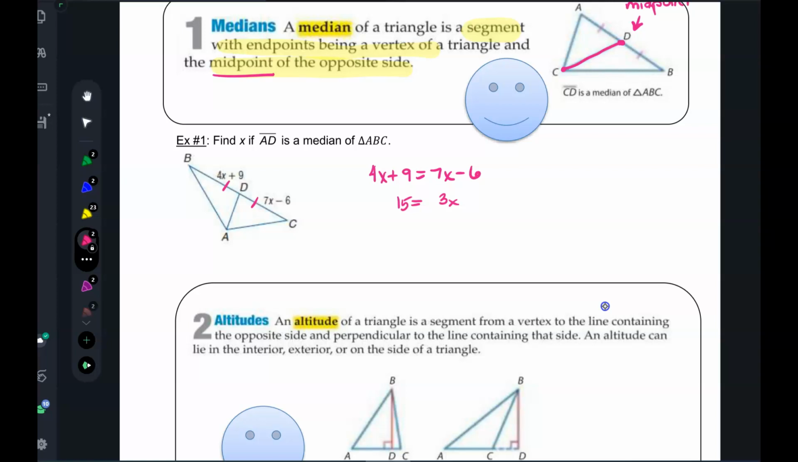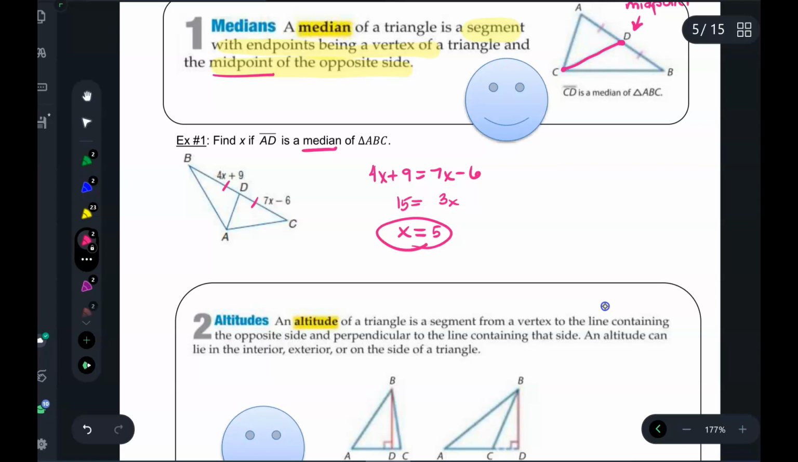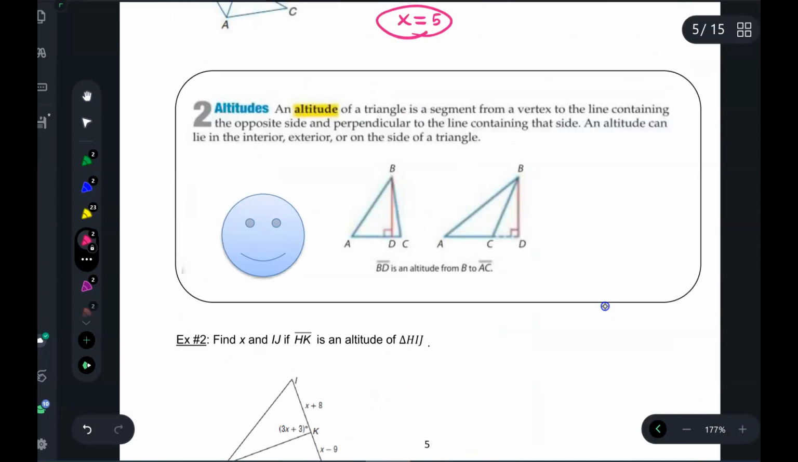But how do you know that AD is the median? It tells us. How do you find AD? No, you don't have to find AD. It just says AD. Because AB is like half of it, and then DC is the other half.